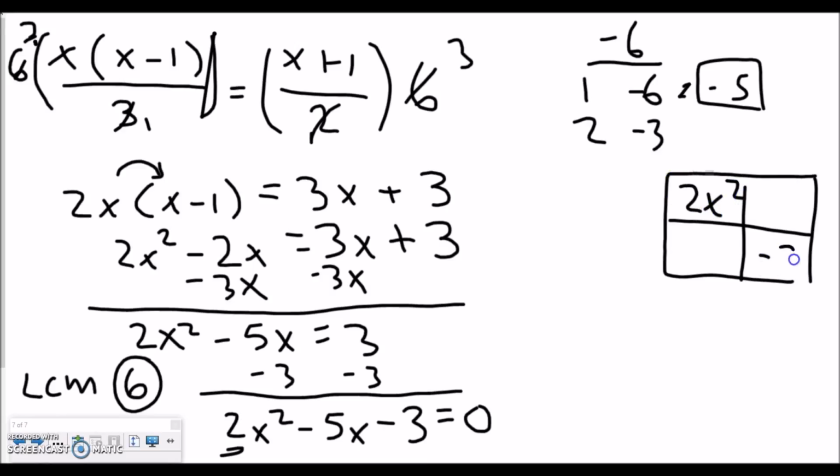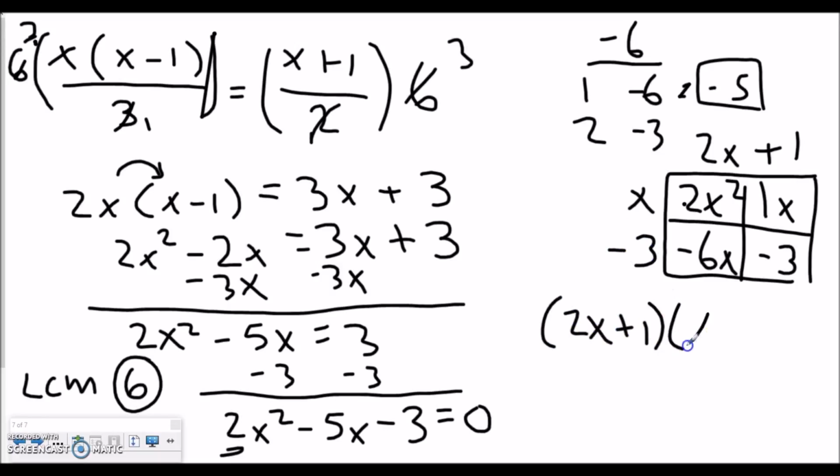2x squared and negative 3 from my original equation go here. 1x and negative 6x from my list go there. Now I'm looking for greatest common factors. Greatest common factor of 2x squared and negative 6x is 2x. Of 1x and negative 3 is a positive 1. Of 2x squared and 1x is x. And of negative 6x and negative 3 is negative 3. There I get my parentheses, 2x plus 1, x minus 3 equals 0.